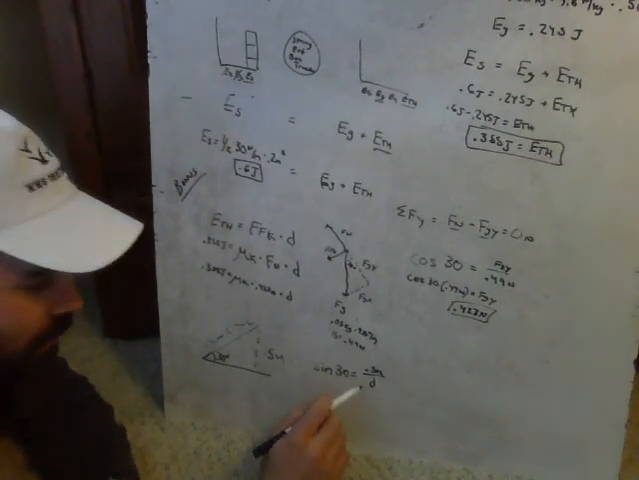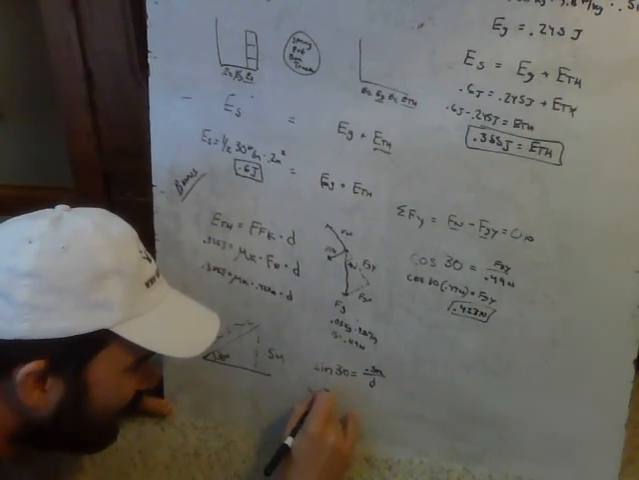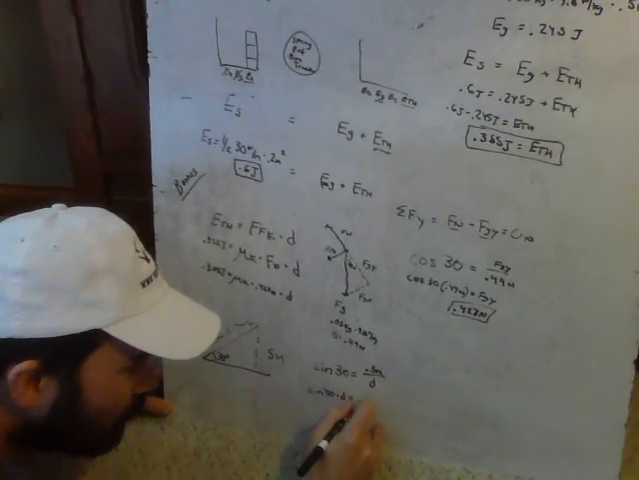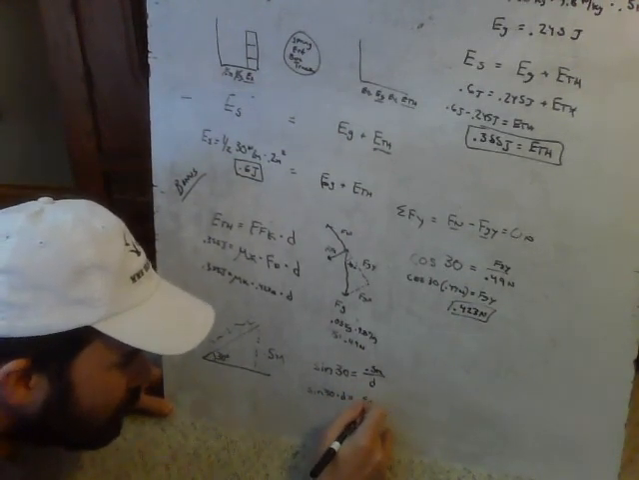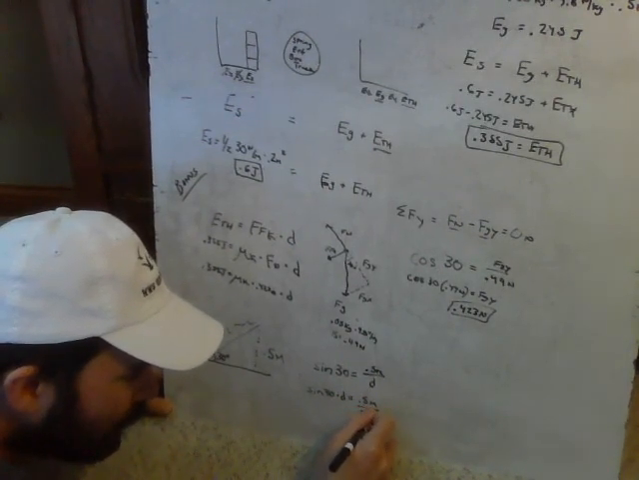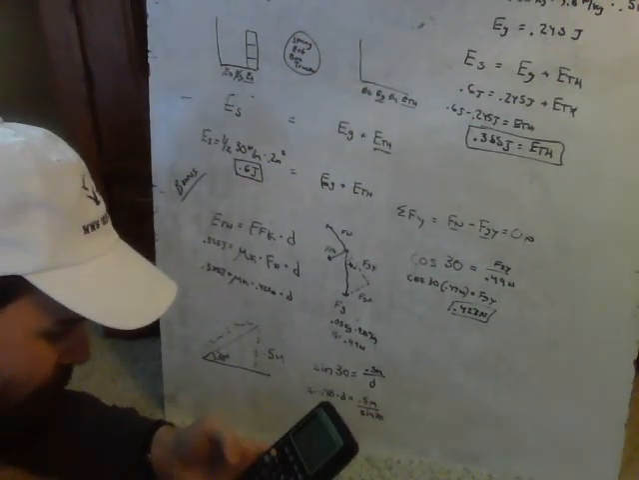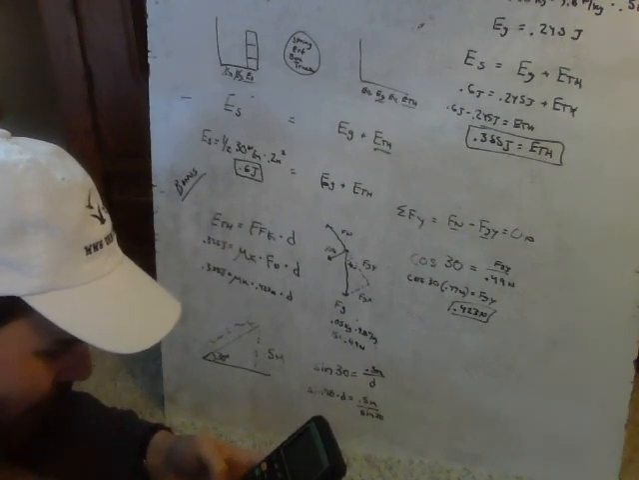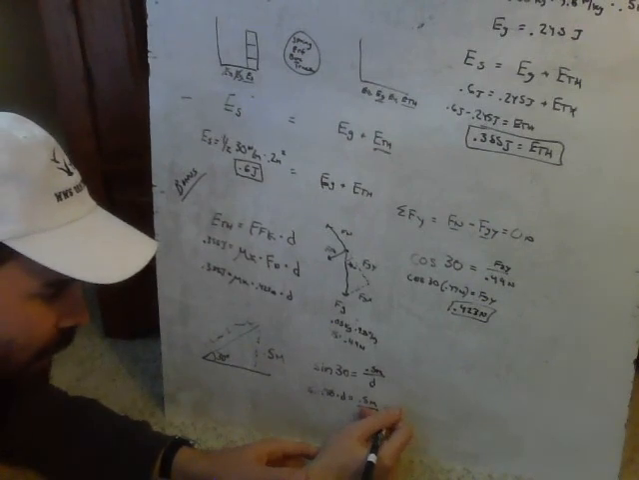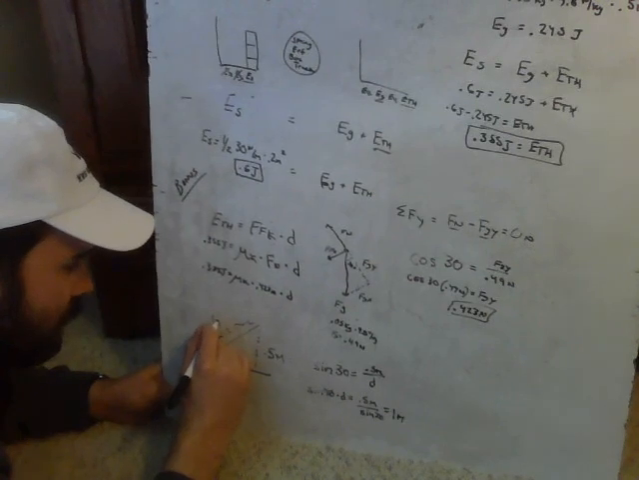You can't really answer me, but that's a rhetorical question. So sine 30 multiplied by d equals 0.5 meters. Divide this 0.5 by sine 30. So 0.5 divided by sine 30 gives us 1. How convenient. 1 meter. So this distance right here is 1 meter.